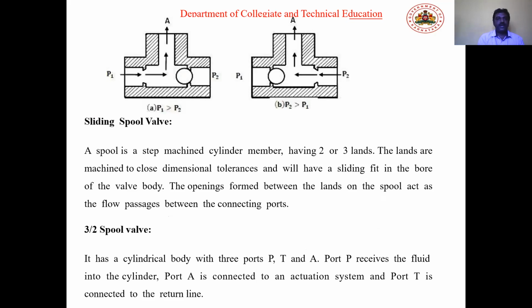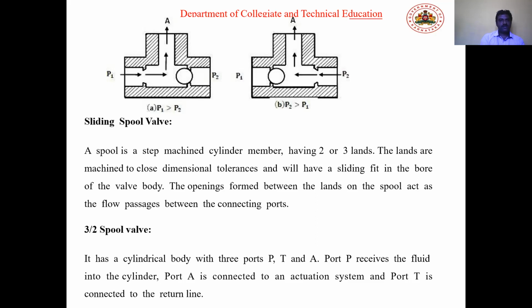So next is the sliding spool valve. As the name itself indicates, we have a spool here. In this valve, there is a spool which slides from left to right, so that is why it is called a sliding spool valve. It is a directional control valve. We have a spool in that valve which slides from left to right and from right to left. It is called a sliding spool valve.